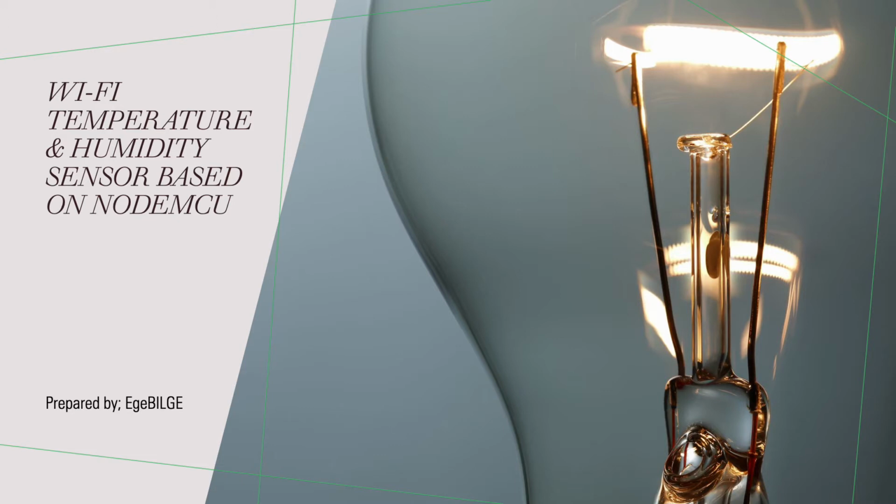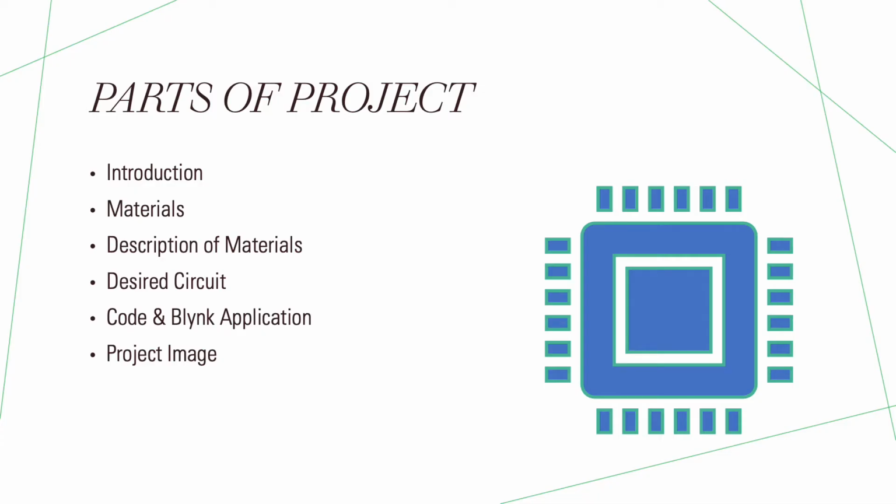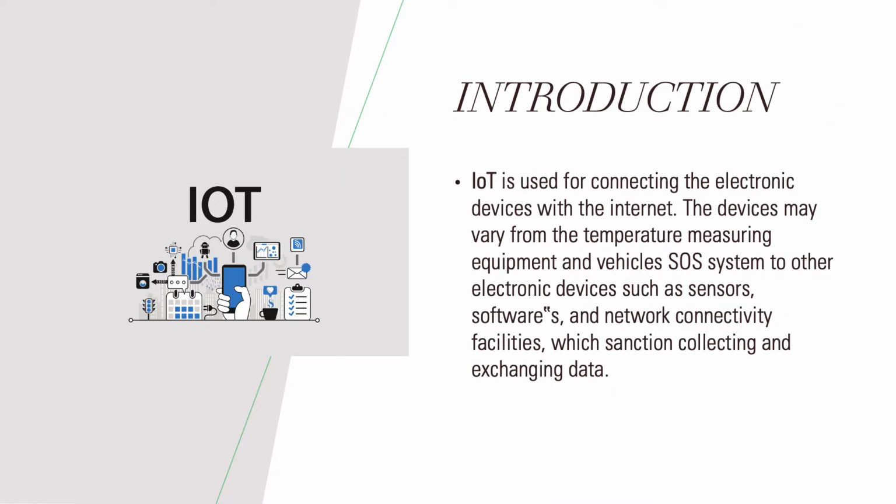My IoT project name is Wi-Fi temperature and humidity sensor based on NodeMCU. Let's start. Parts of project: introduction, materials, description of materials, design circuits, code and Blynk application, and I will show you the project image last of the project. Let's now start to introduction parts.